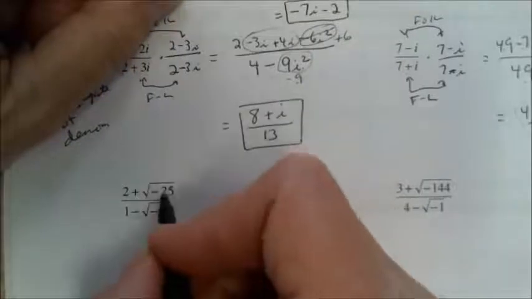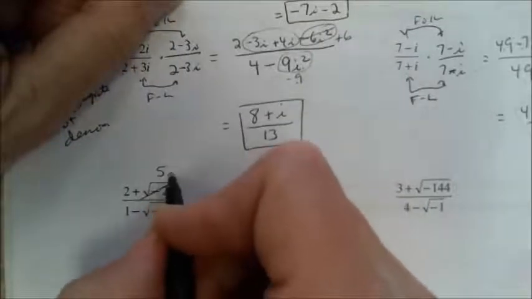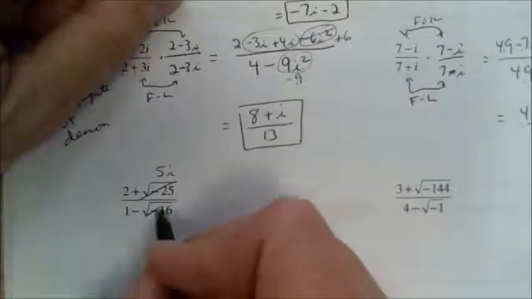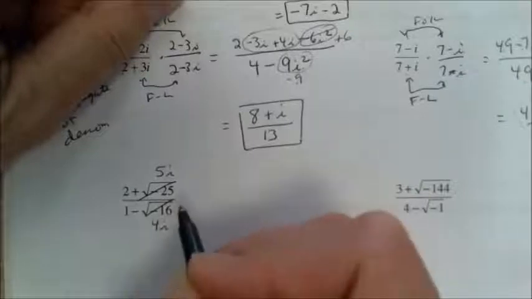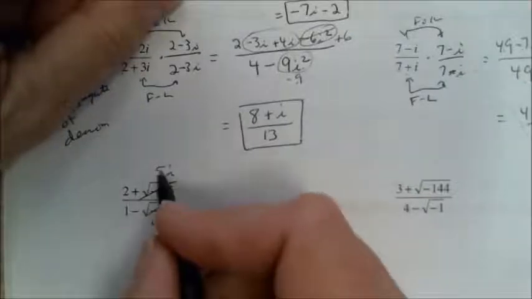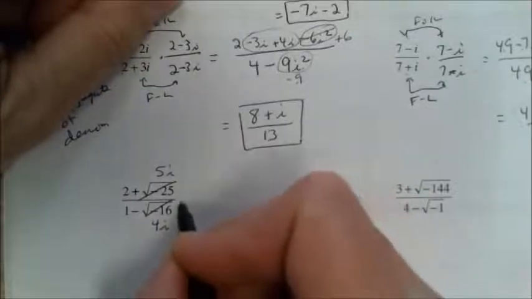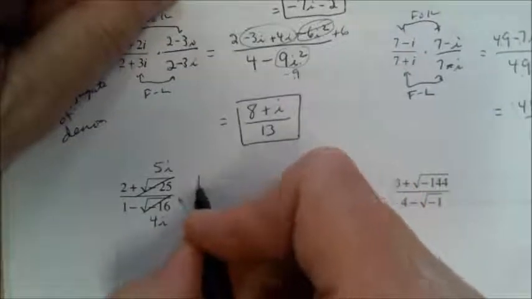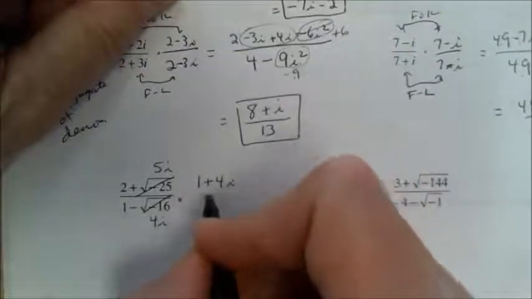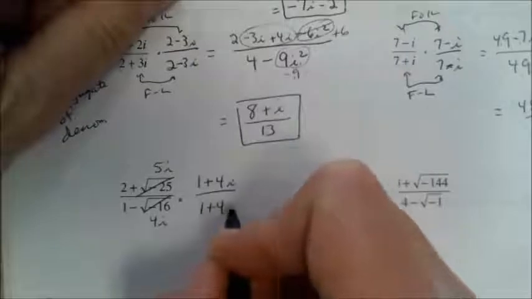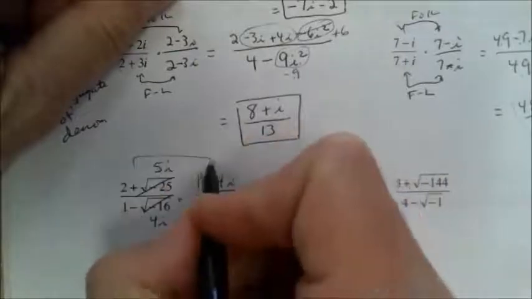The square root of negative 25 is 5i. The square root of negative 16 is 4i. So we have (2 + 5i) over (1 − 4i). You're going to multiply by the conjugate of the denominator, which is 1 plus 4i. You're going to have to FOIL.